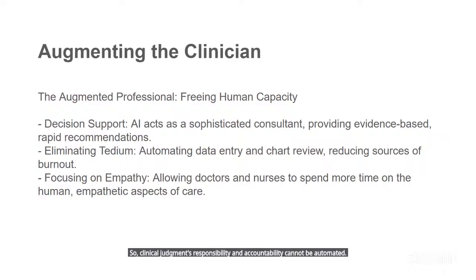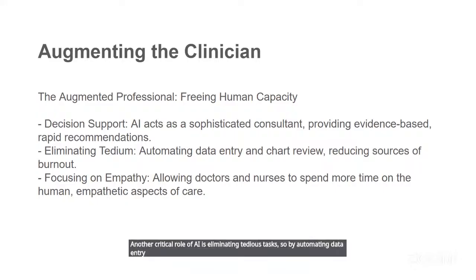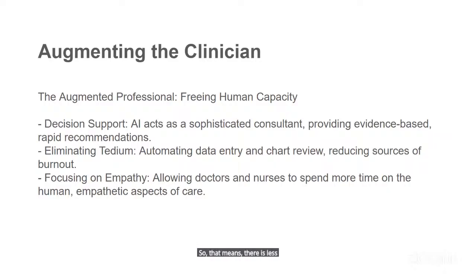And in decision support, AI helps clinicians process vast amounts of data quickly. So this allows faster, more informed clinical decisions, especially in complex cases. However, AI supports thinking. It does not replace it. Another critical role of AI is eliminating tedious tasks. So by automating data entry, documentation, and chart review, AI reduces a major source of clinical burnout. So that means there is less time on screens, more time with patients.